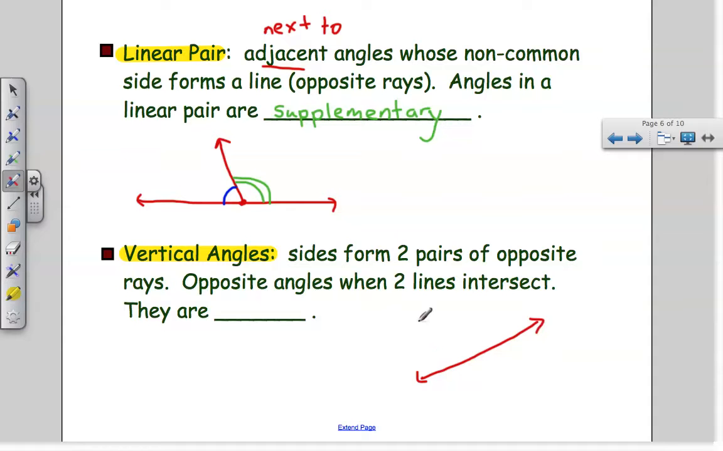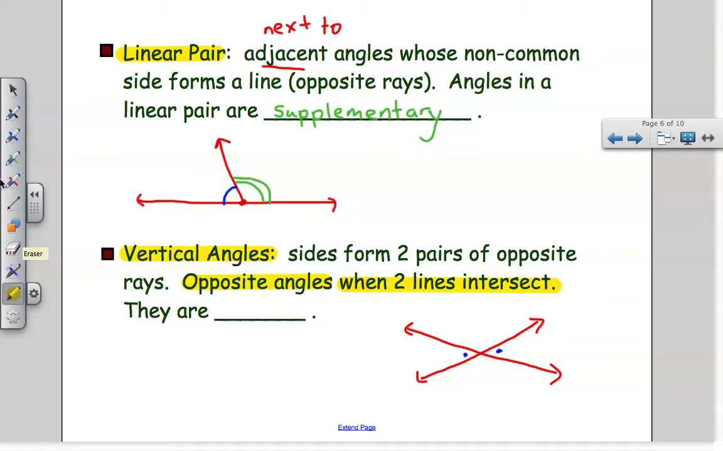So I'm going to draw that right away here. Okay. Now the definition says the sides of vertical angles form two pairs of opposite rays. Remember that opposite rays would be like here and here. And then another set of opposite rays would be here and here. The vertical angles themselves are opposite angles when these lines intersect. So this angle with a blue dot here and this angle with a blue dot here, these are vertical angles because they are opposite angles from each other when two lines intersect.